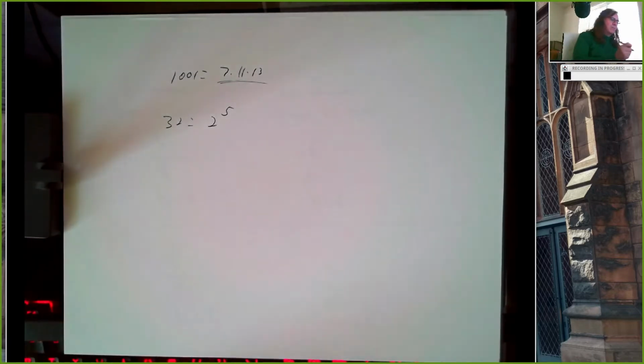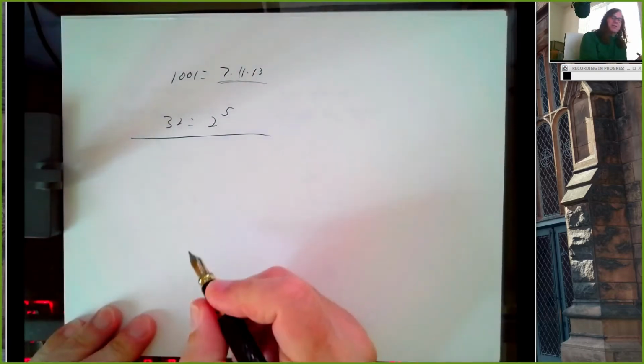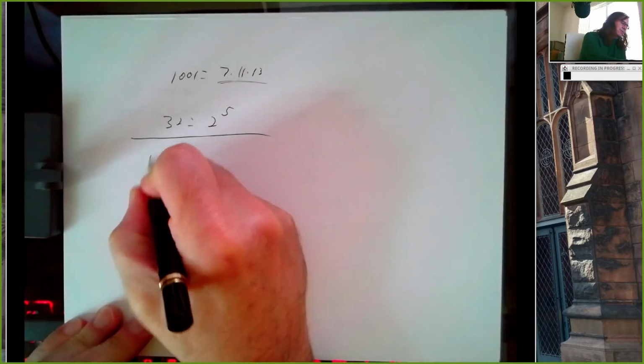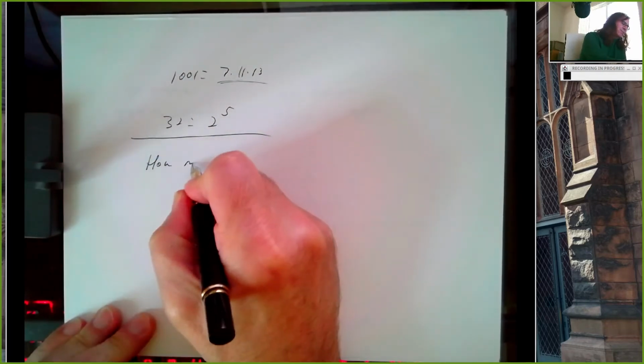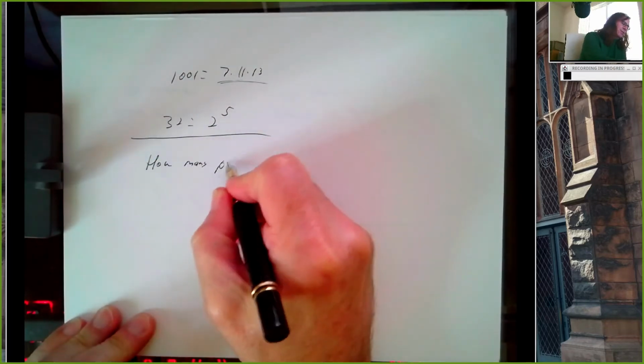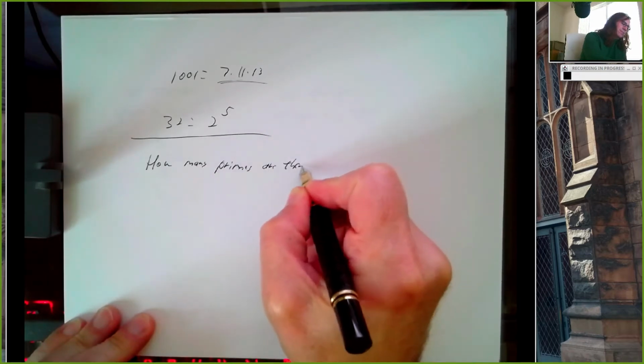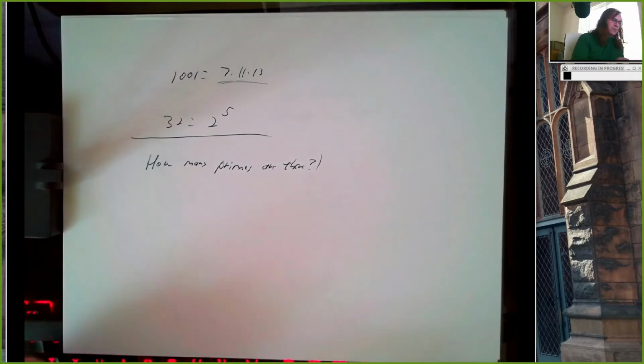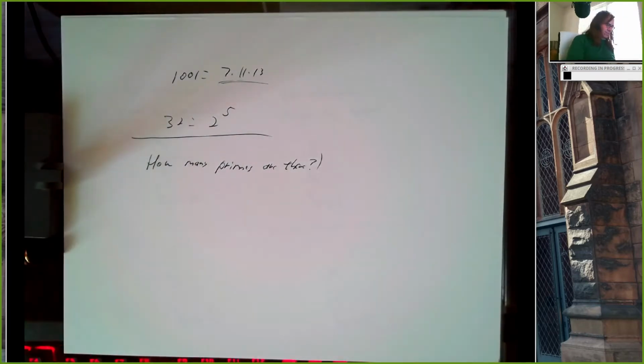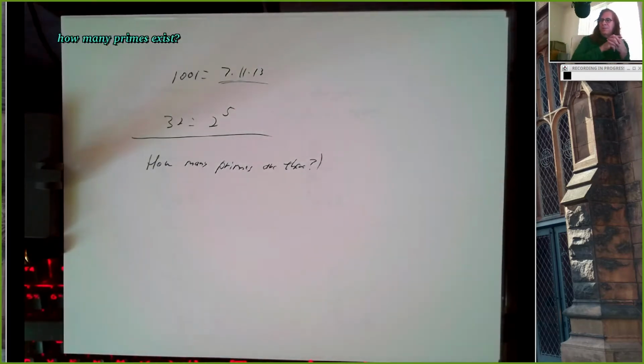So a question that the Greeks considered and found an answer to is, how many prime numbers are there? And who knows the answer to that? How many primes are there? It's an infinite number.